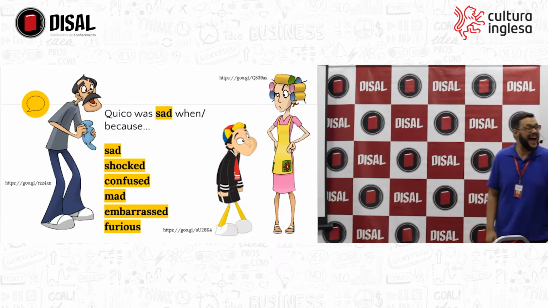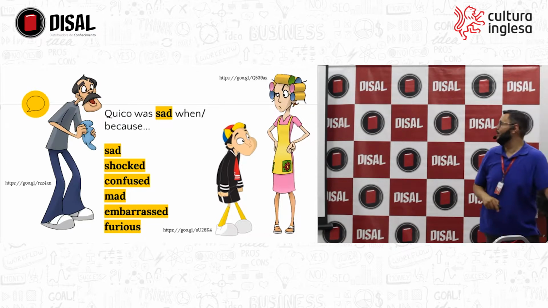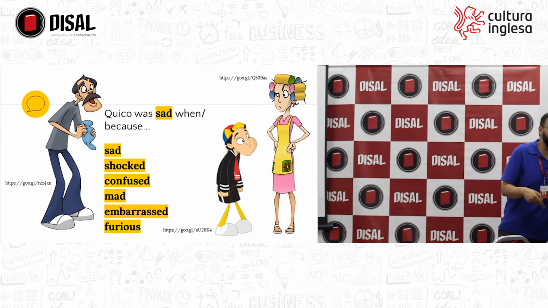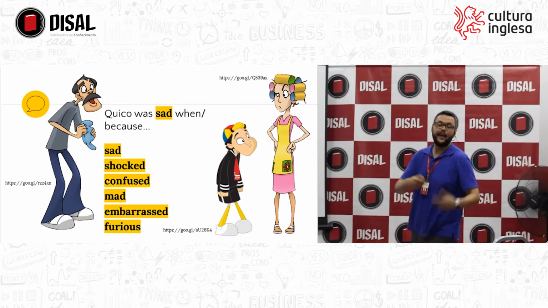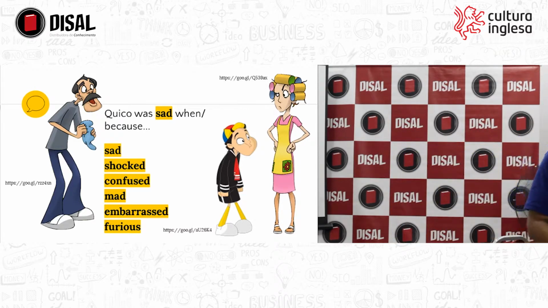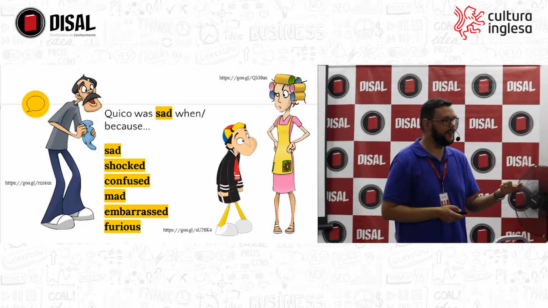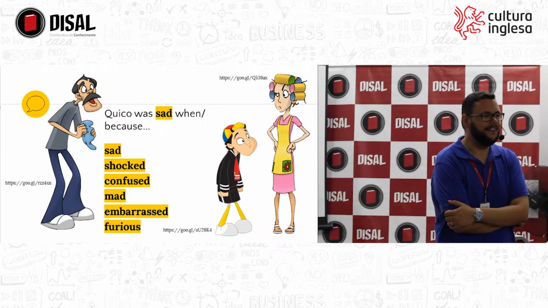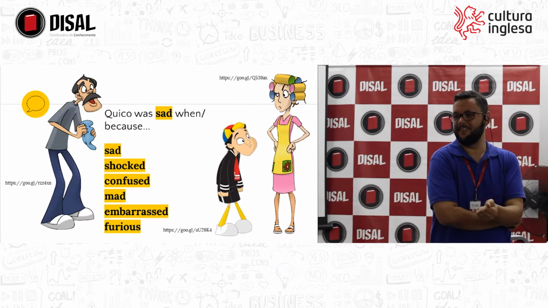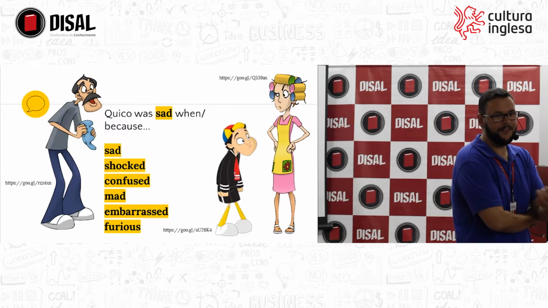Kiko was sad when his mom arrived. Or Kiko was sad because... Try to remember with your partner. And then you would do it. Yeah, Kiko was sad. Raymond was furious because, when... And then we would check, what am I teaching here, guys? Feelings. Kind of adjectives connected to emotions, to feelings.